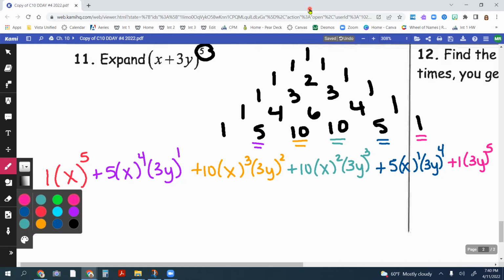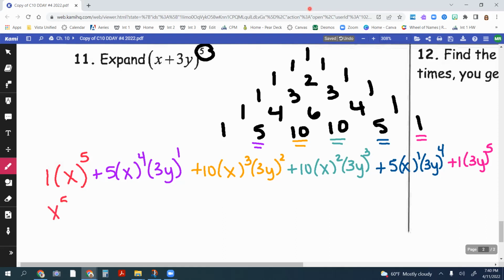So for my first one, I'm going to have x to the 5th. Plus, for this next one, I have a 5 times a 3 to the 1st, which is just a 3. So 5 times 3 is going to give me 15 x to the 4th y. Plus, now this is going to be a 10. There's no number here, so 10 times a 1. So 10, and then times 3 squared, which is 9. So that's going to give me a 90 x to the 3rd, y to the 2nd.